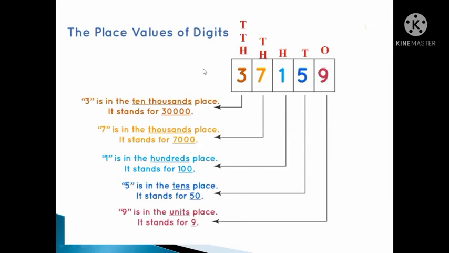Let us see place value of 5-digit numbers. See 37,159. So 3 is in 10,000's place. So it stands for 30,000. 7 is in thousands place. So its place value is 7,000. 1 is in hundreds place. Its place value is 100. 5 is in tens place. Its place value is 50. 9 is in units place. That means ones place. Its place value is 9.